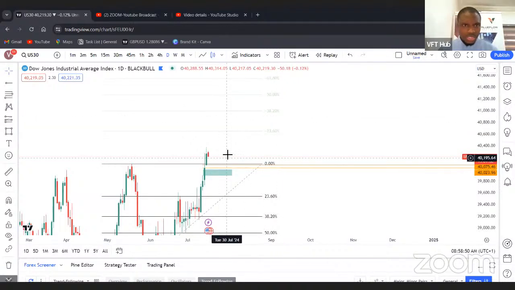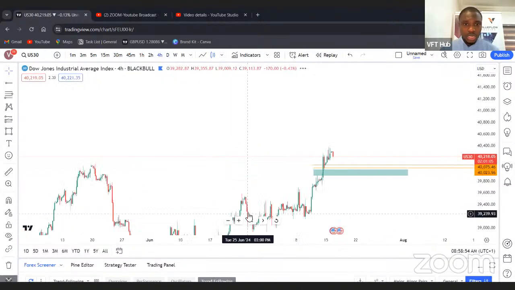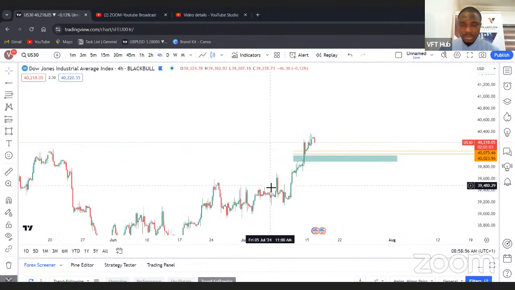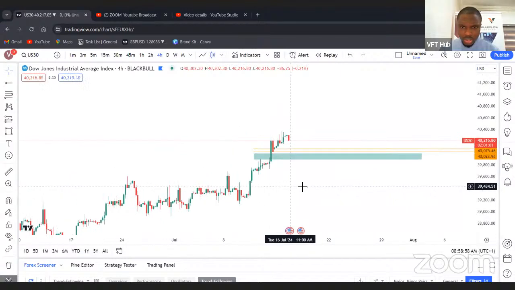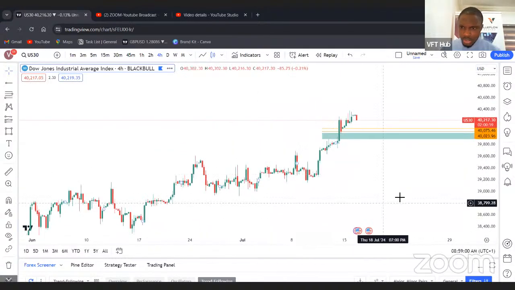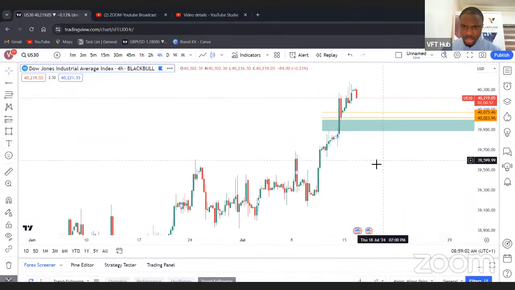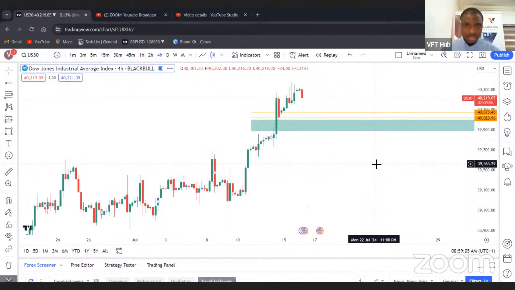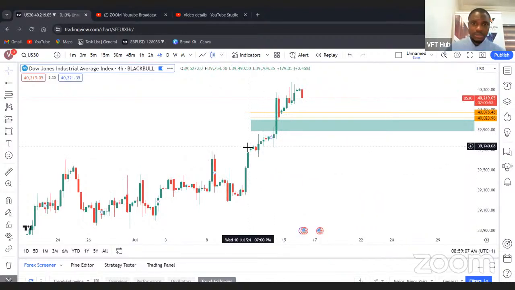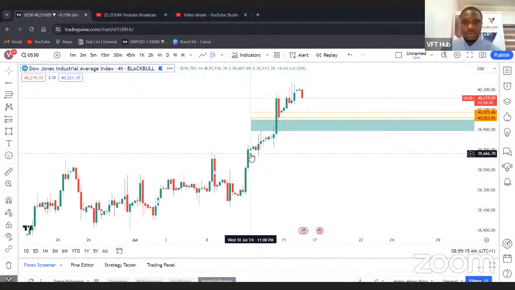So on US 30, we had this amazing push to the upside, smashing all the levels we had before, right? Like we mentioned, there was a particular setup we had here last week. Okay, I think it was this one. We said price was going to tap into this fair value gap and then move, and that was what price did.